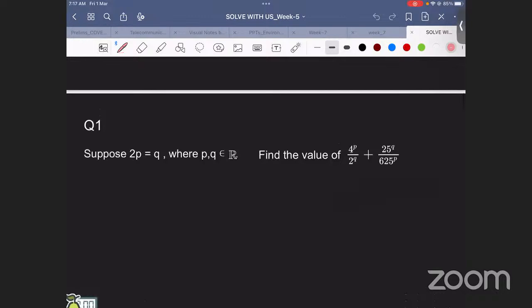Yeah. So this is the first question. The given problem is 2p equals q, where p and q are real numbers. Then find the value of 4^p upon 2^q plus 25^q upon 625^p. You can solve it. It's 7:17. We'll start discussing. You can take your time. I'll discuss after 7 minutes.